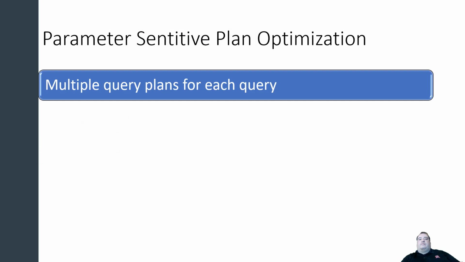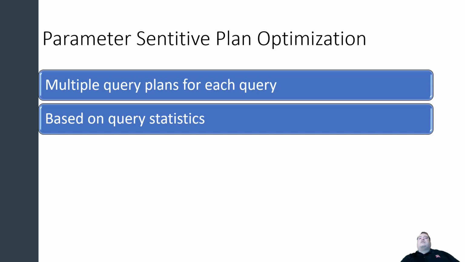How does this happen? So parameter sensitive plan optimization. The idea is multiple query plans for each query. We can have multiple query plans for each query, based on the query statistics. SQL Server will analyze the query statistics and analyze the number of rows that the query is returning on each parameter value. If SQL Server identifies that this parameter is too skewed, SQL Server can use PSP to create multiple query plans for the same query based on the parameter values.